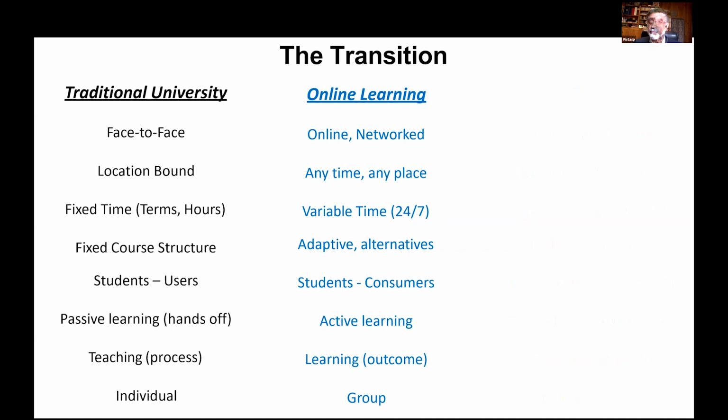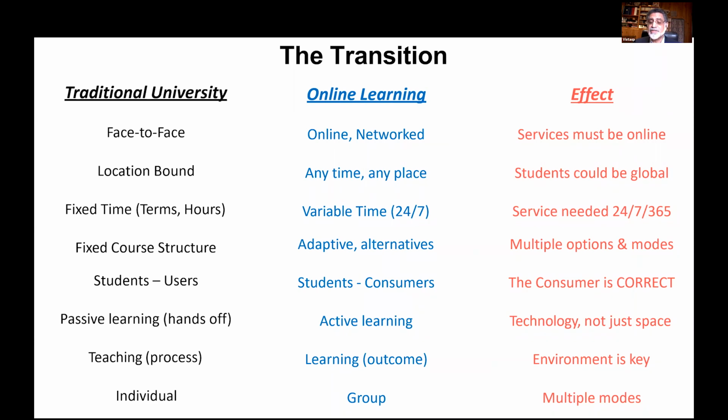Students are no longer in a certain room, but they could actually be global. Services are needed 24/7, 365, or at least that's the expectation. You have multiple options and modes for delivery and for how you interact with people. There is an expectation from our students that the consumer is always correct. Technology becomes the driver rather than geographical space. The environment is the key over here, and the multiple modes in which instruction and learning can be affected.